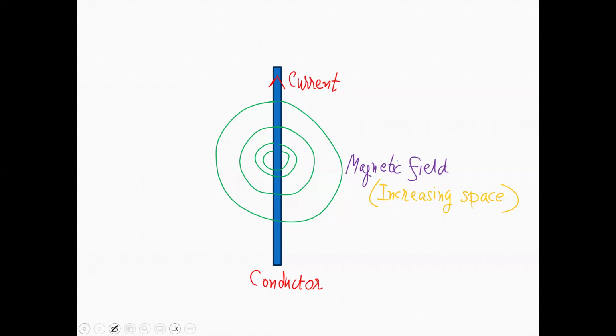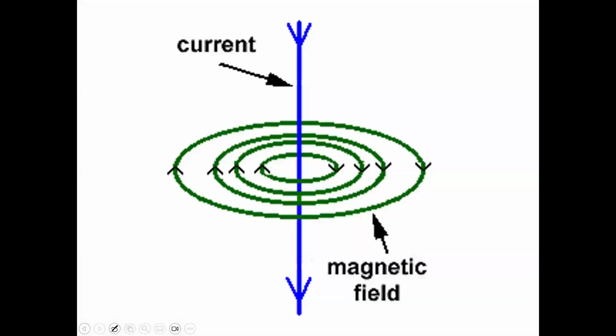These are the first two concepts for today. Whenever a wire is straight, a circular magnetic field is produced. The circles are increasing in separation.